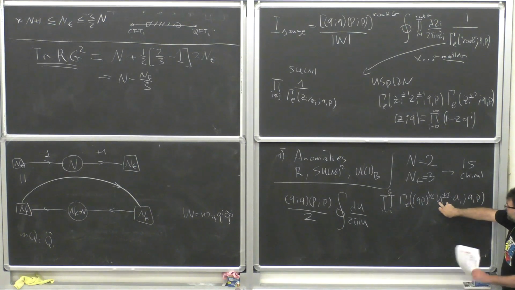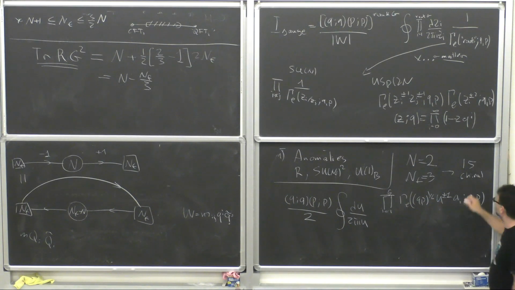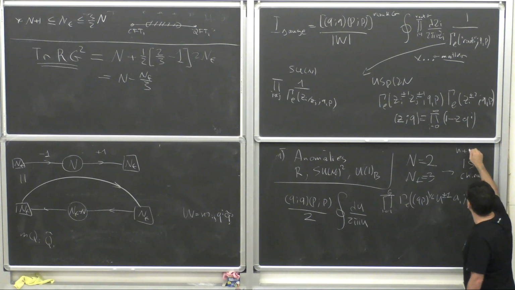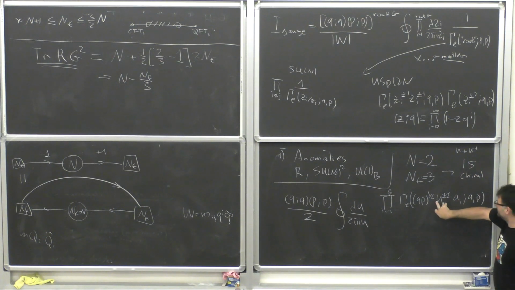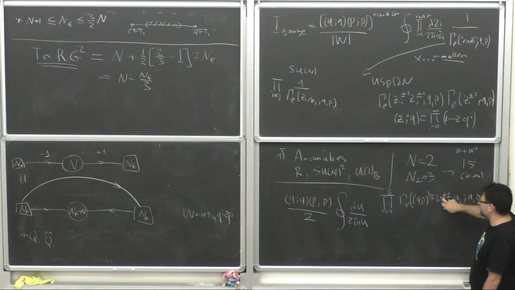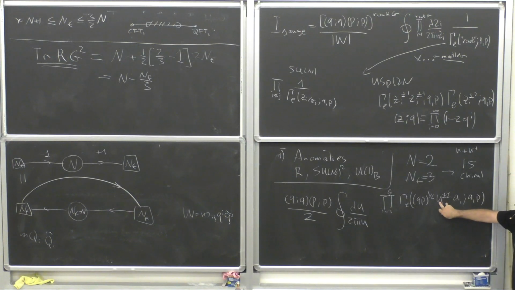This u^(±1) is how you would weigh fundamental fields. If you wish, the character of a fundamental is u plus u to the power minus 1, and this is what appears here. These are the charges of the components of the fundamental representation under the Cartan U1 symmetry. That's another way to think about it. Then we have these parameters a_i. What do you think these a_i are?